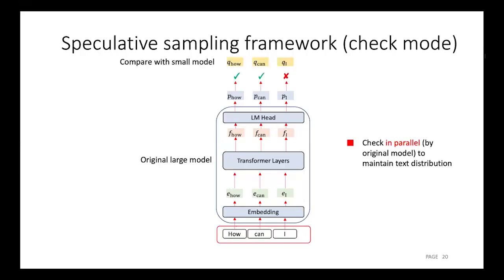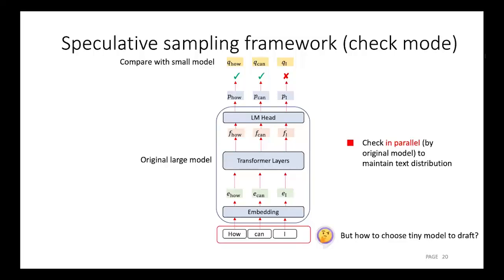And because in the last round, in the draft mode, we have already gotten the probabilities of the tiny model, let's say Q_how, Q_can, Q_I, you can compare P_how, P_can, P_I with Q_how, Q_can, Q_I to see whether the guess from the tiny model is accurate or not. So you can decide whether to accept the drafted token or not. So this is the check mode. And after this check, you can guarantee that the output text distribution will be the same, because you use a tiny model to do the draft, and you use this ultra large language model to do the check. And if it's rejected, you can just delete this token and keep the current token, which is correct.